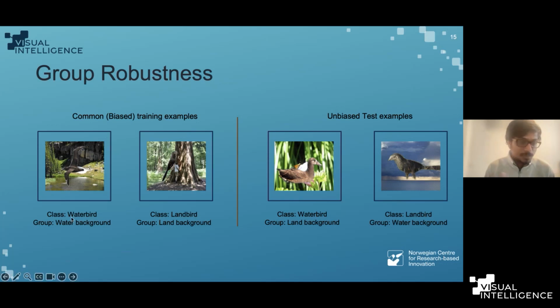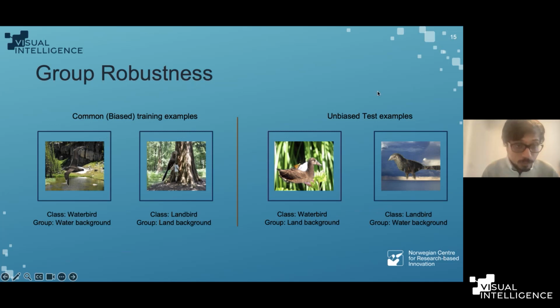The groups are specifically those combinations of the class and background. So in one case you have waterbird on water background, you would have waterbird on land background, you would have landbird on land, and landbird on water. So four groups in total. Now we assume that both these sets of labels are given to us. For each image, we have the label of the class, but we also have the label of the group. This is an important note to be remembered. I'll come back to this.